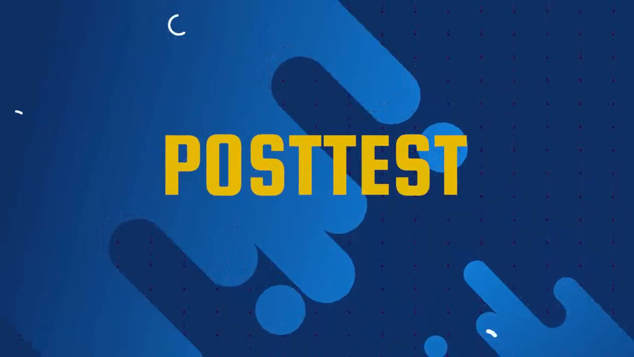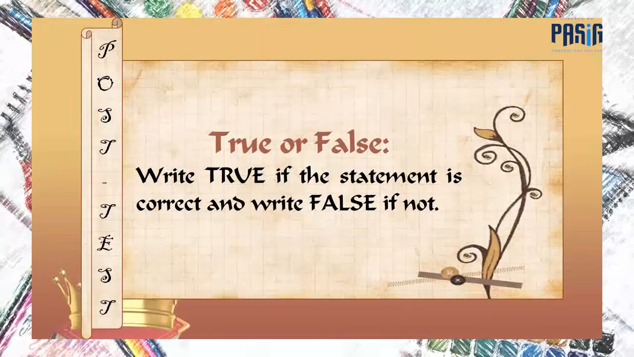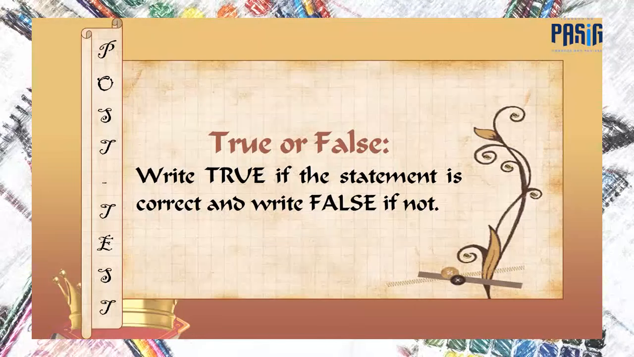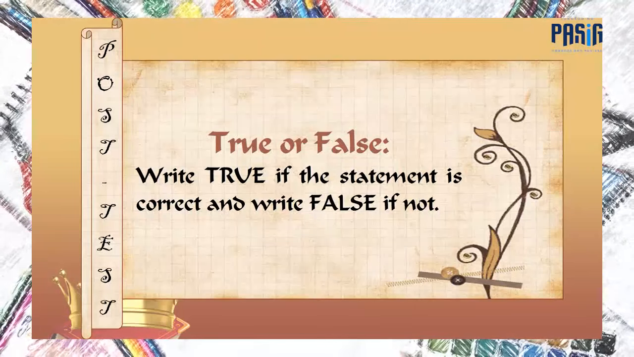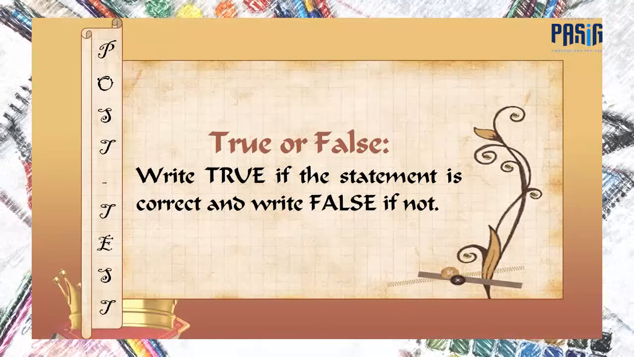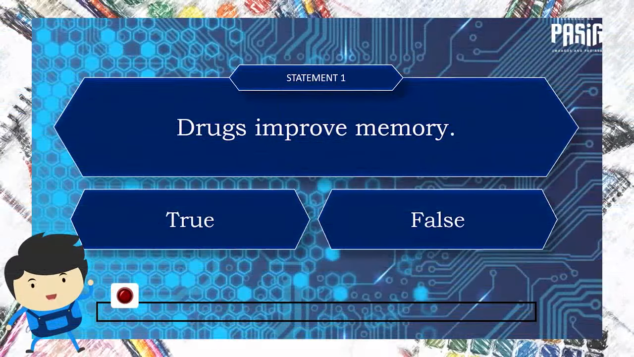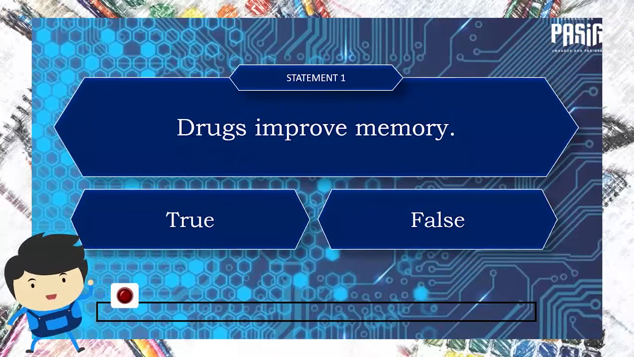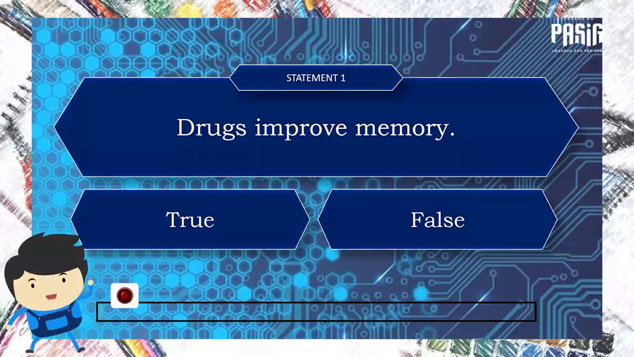To check how much you have learned, let's do this post-test. True or false? Write true if the statement is correct and write false if not. Statement number 1. Drugs improve memory. True or false? Timer starts now.